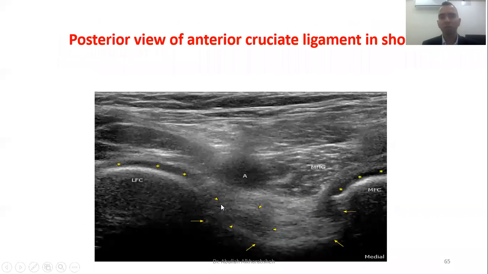This is the posterior view for the anterior cruciate ligament. In short axis view, this is the lateral femoral condyle, this is the medial femoral condyle, and this is the medial head of gastrocnemius muscle, and this is the artery.